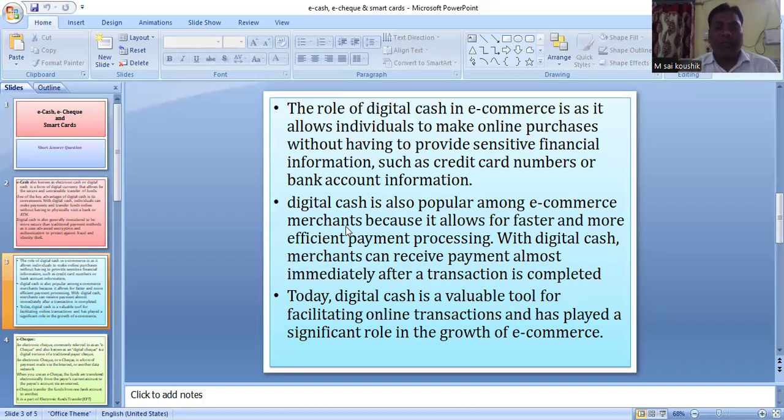Why? Because there is no need for payment in hand. How is it possible to make a transaction? If you want a transaction, what happens? Automatically you take the payment.